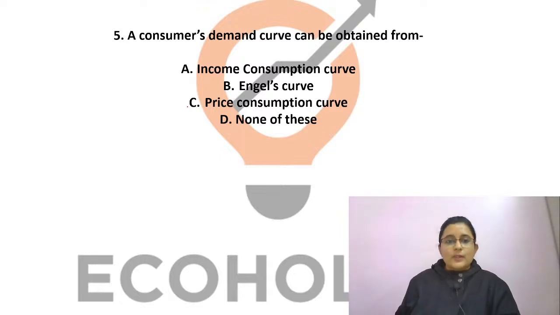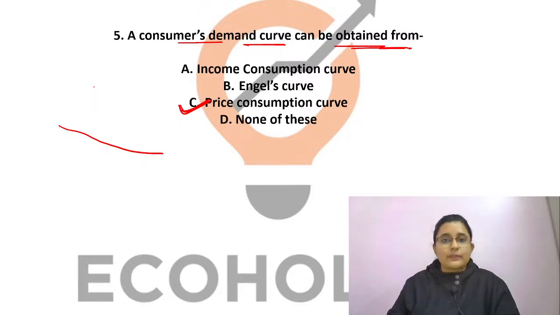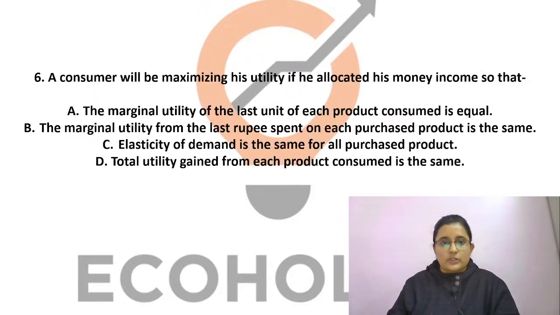Okay, so the consumer's demand curve can be obtained from the price consumption curve. With the help of the price consumption curve, we can derive a downward sloping demand curve of the consumer. How can we do this? I have already explained this in my classes, so you can definitely check out the recordings of the classes for a detailed explanation. A consumer will be maximizing his utility if he allocates his money income so that, option A, the marginal utility of the last unit of each product consumed is equal.